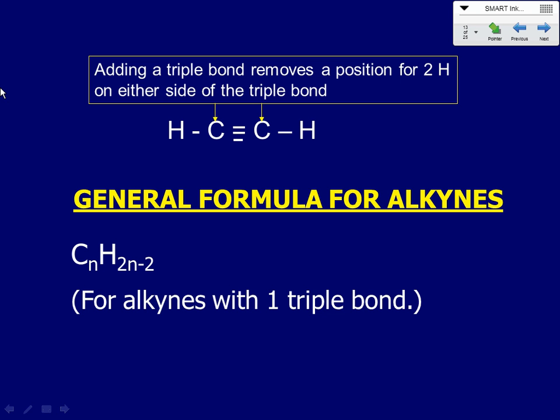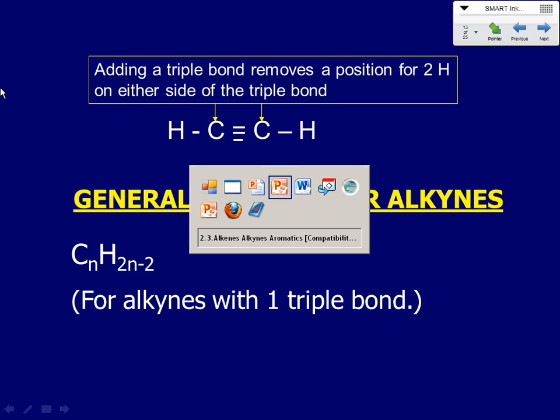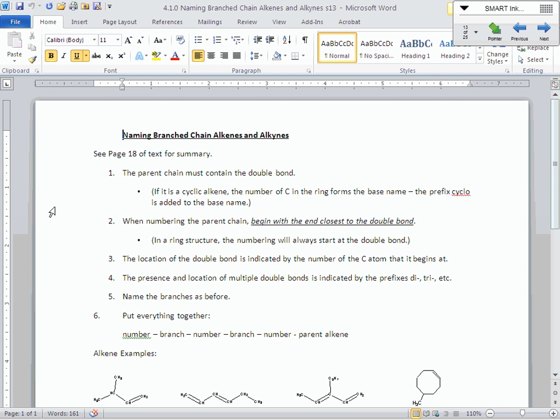Okay. So the examples, I try to make the examples that were on my PowerPoint. I'm trying to build my handouts to be very much the same. Some of them aren't exactly the same, but don't worry about it. You've got the sheet here, and we're going to work together on that. So I'm now going to switch back to this PowerPoint right here, naming branch-chained alkenes and alkynes.